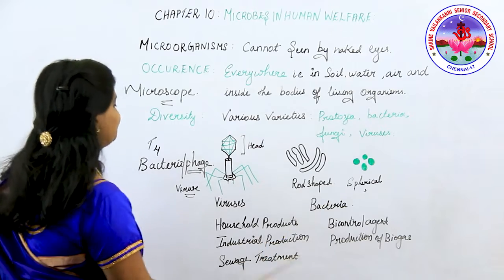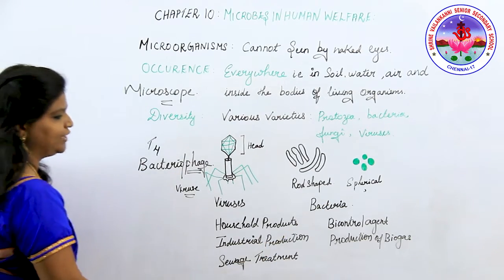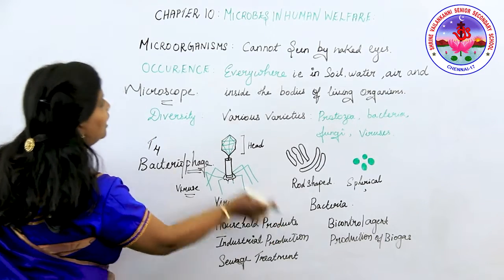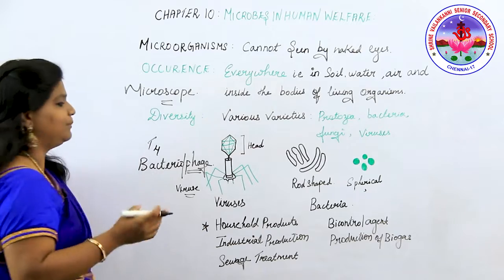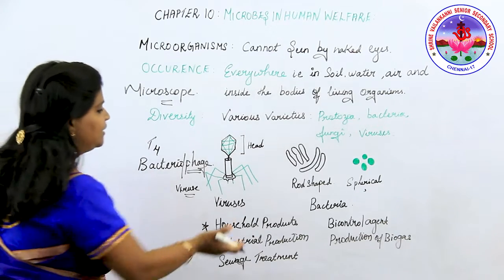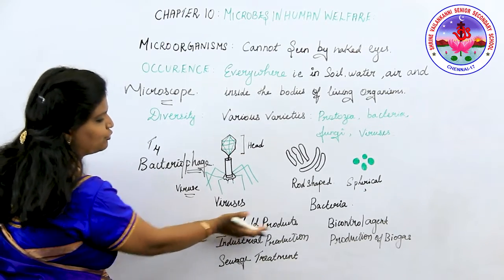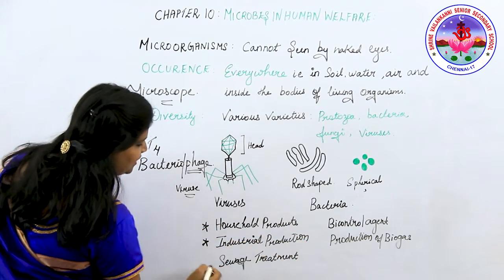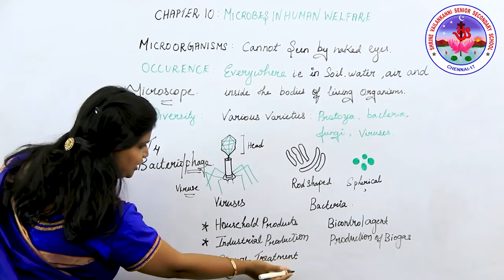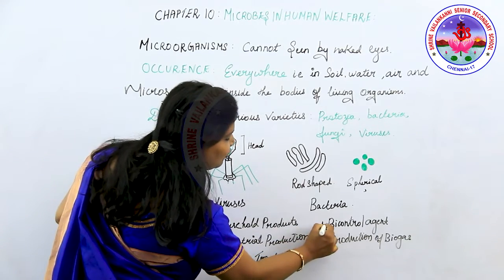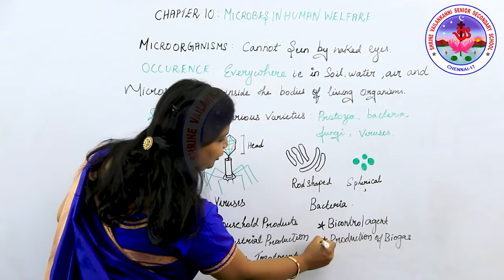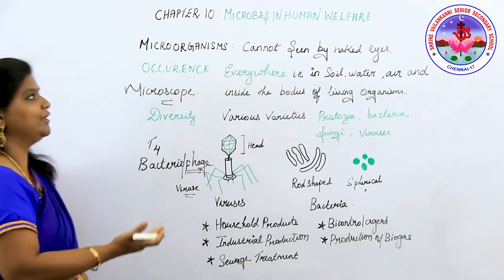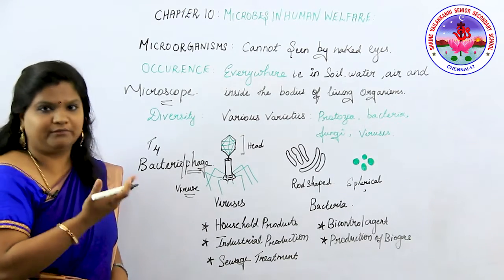Next, in this topic, what are we going to cover? First we are going to cover household products, how microorganisms are useful to human beings in the application of household products. Next we are going to discuss industrial production, then sewage treatment, then biocontrol agents, and last the production of biogas. So these are the topics we are going to cover in microbes and human welfare.